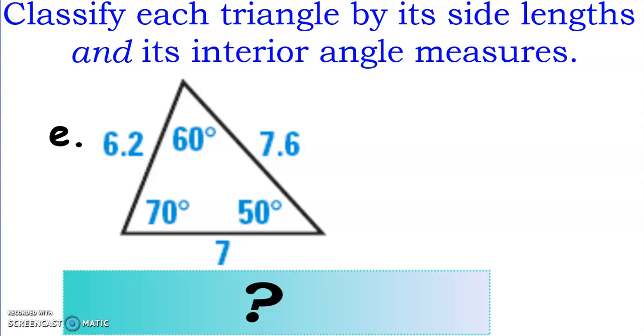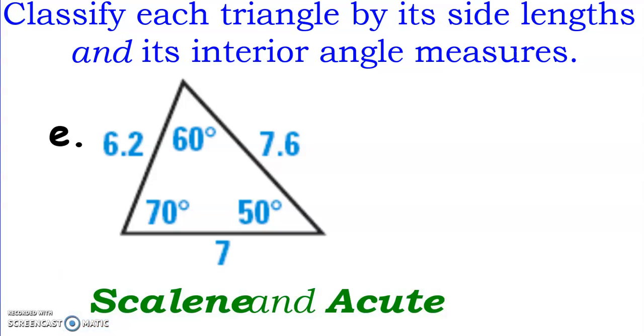6.2, 7.6, and 7 for our side lengths makes it a scalene triangle because there are no congruent sides. And 50, 60, and 70 for our angle measures, those are all less than 90, which makes it an acute triangle. So this is a scalene and acute triangle.